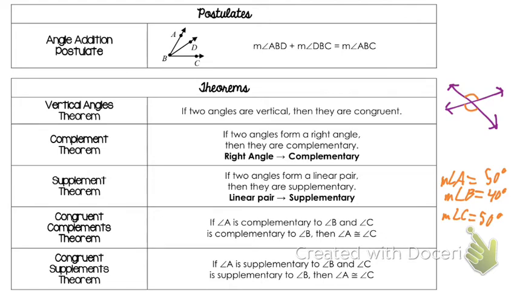Congruent supplements theorem. What do you think is going to change between the congruent complements theorem and the congruent supplements theorem? They're going to add up to 180 instead. If angle A is supplementary to angle B, and angle C is supplementary to angle B, then angle A is congruent to angle C. Do we still see supplements twice? Yeah, and so we have supplements twice, congruent angles.